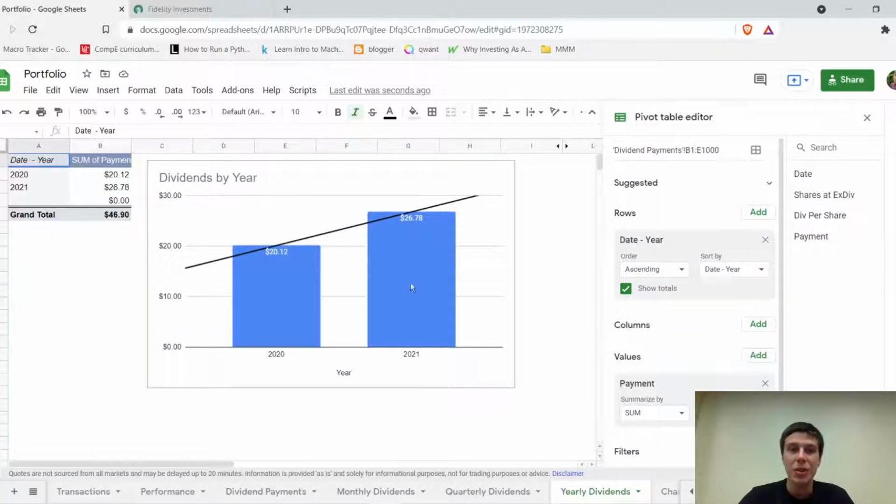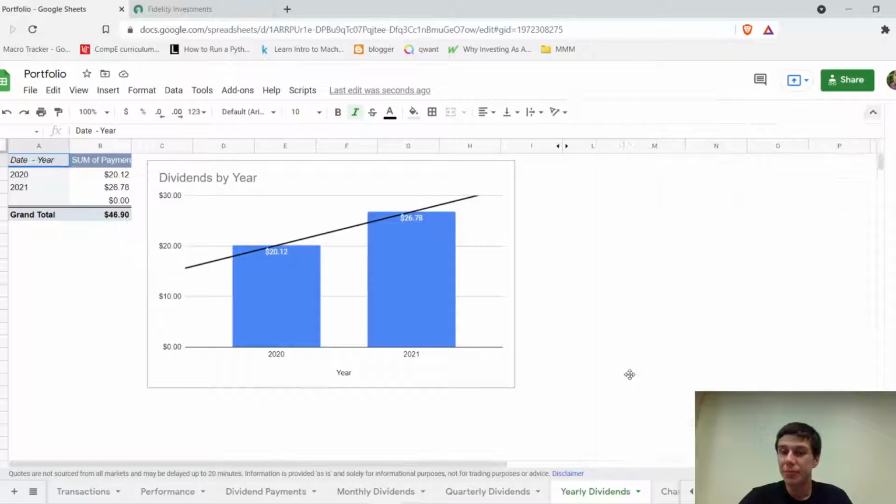And then also dividends by year. So far, we've made $26.78 this year alone. So we've got about 3 months left, and we'll see how far we can get.